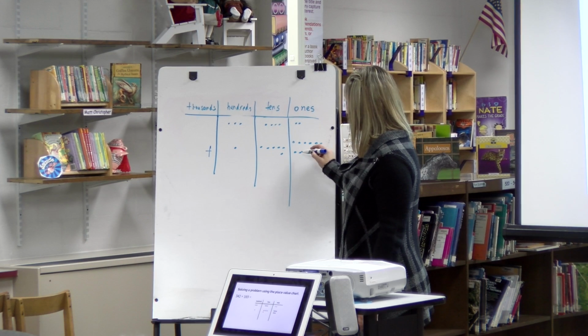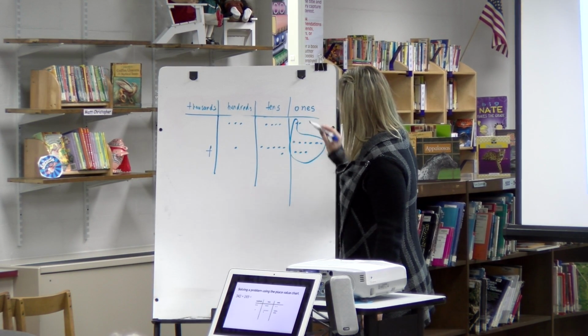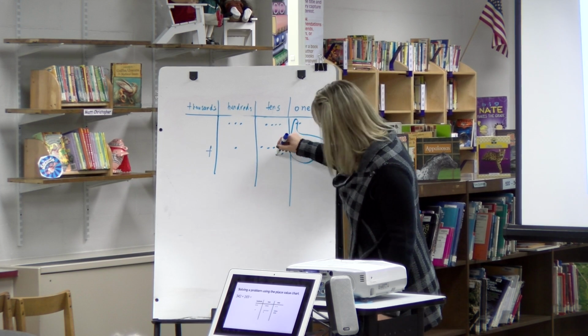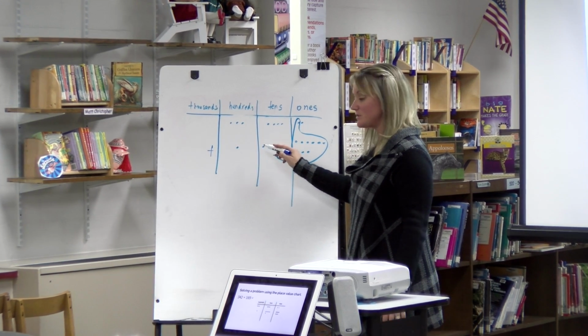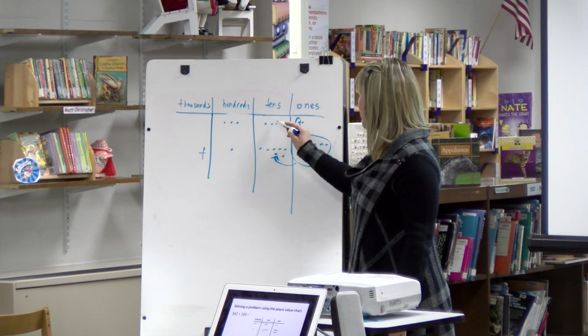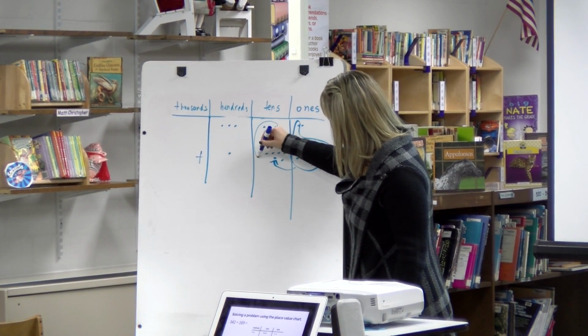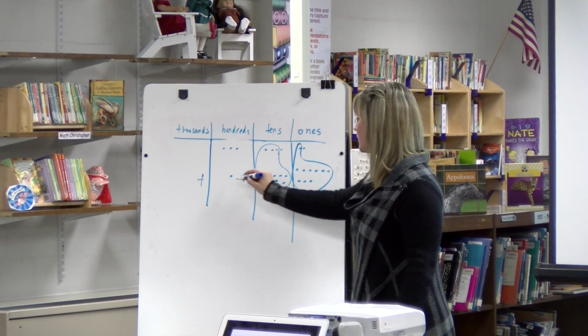So now we have this whole thing is a 10, and we can carry it over to be 110. Then I can count another 10. 1, 2, 3, 4, 5, 6, 7, 8, 9, 10. This whole thing here can be bundled and carried over.